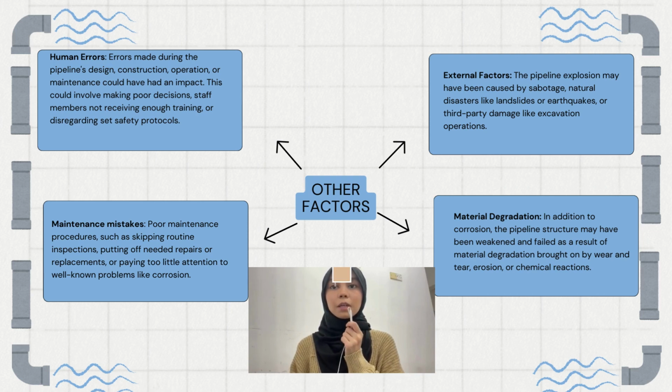Next, I'll be talking about the other factors that could have caused the pipeline to burst other than corrosion. First of all, we have human errors. Errors made during the pipeline design, construction, operation, or maintenance could have an impact. This could involve making poor decisions, staff members not receiving enough training, or forgetting to follow protocols that have been set by the management.